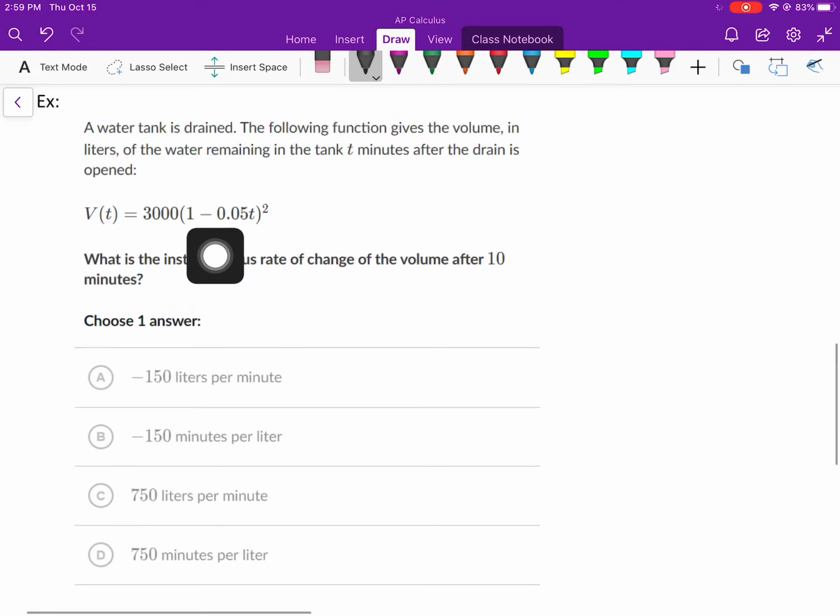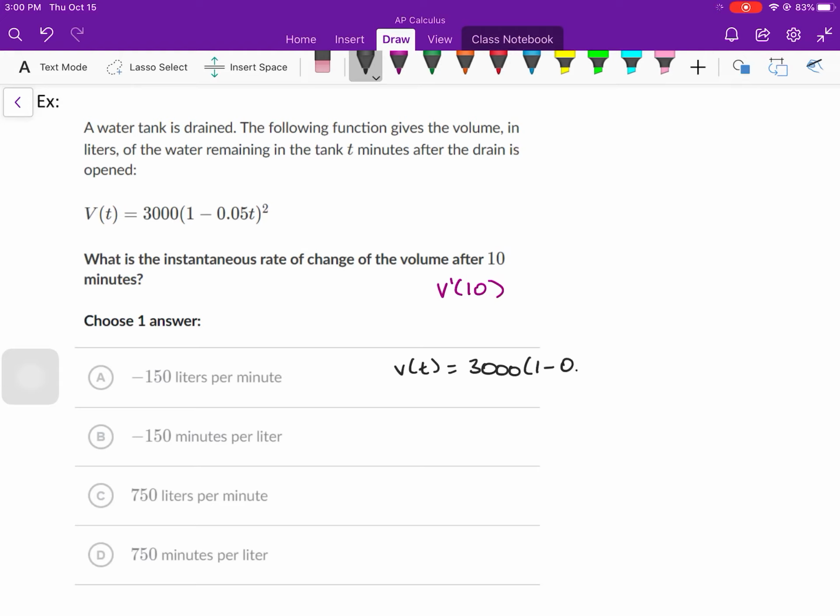So with this one, it's pretty straightforward. t is the number of minutes. They're saying after 10 minutes. So we're going to find V prime of 10. So V of t is 3,000 times 1 minus 0.05t to the second power. So V prime of t, we bring down that 2, so we get 6,000 times 1 minus 0.05t to the 1. Then multiply by the derivative of the inside, so that's times negative 0.05.